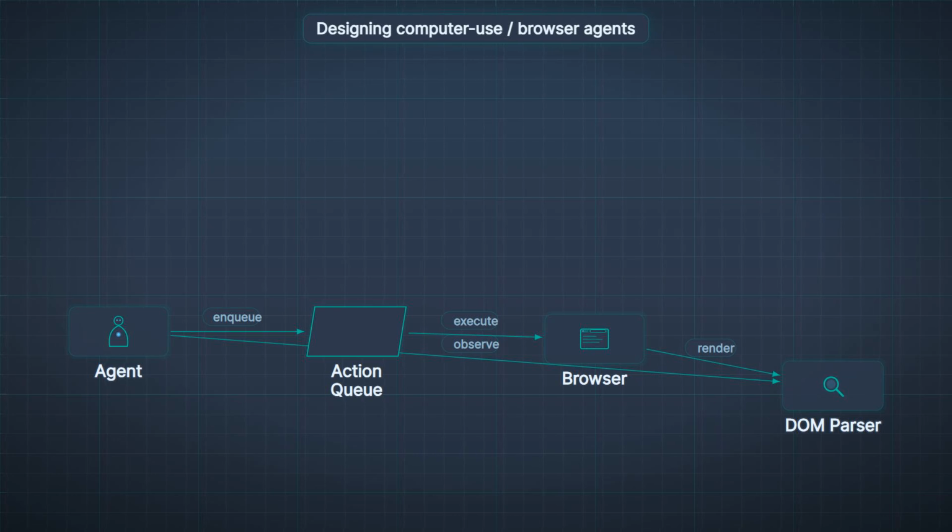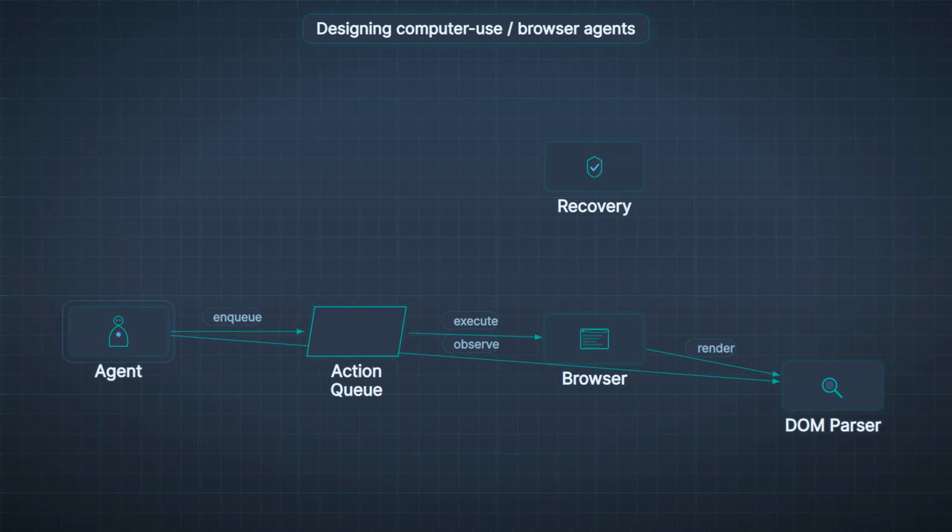The action queue passes the click event to the browser, which executes it and triggers a re-render of the DOM. The parser picks up the changes and feeds them back to the agent. And with that, the agent is ready to observe again. That single cycle works perfectly until the button doesn't exist.